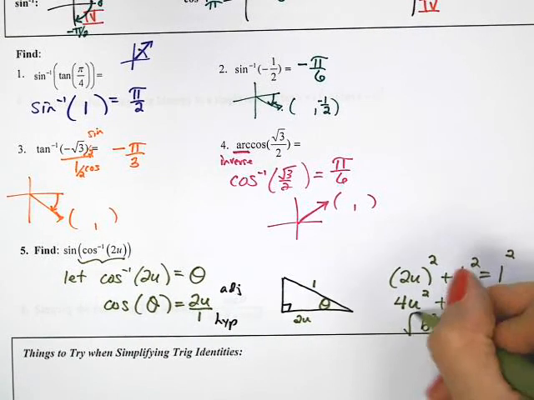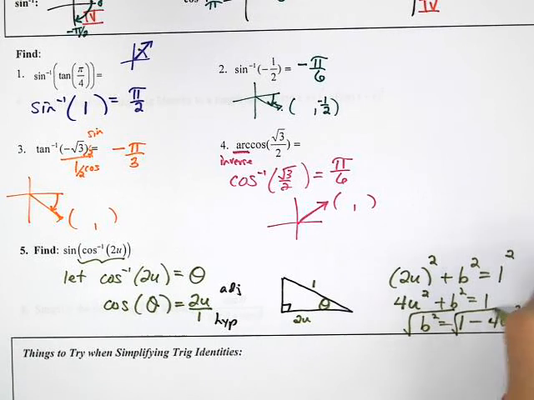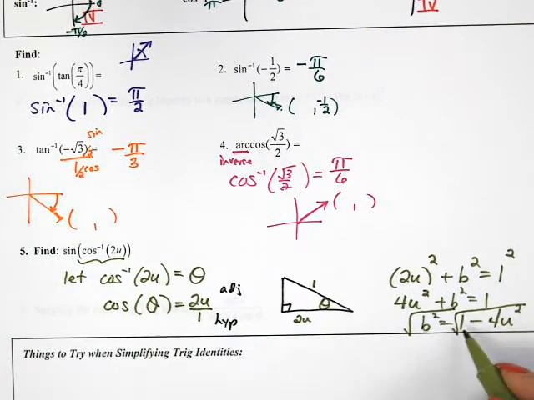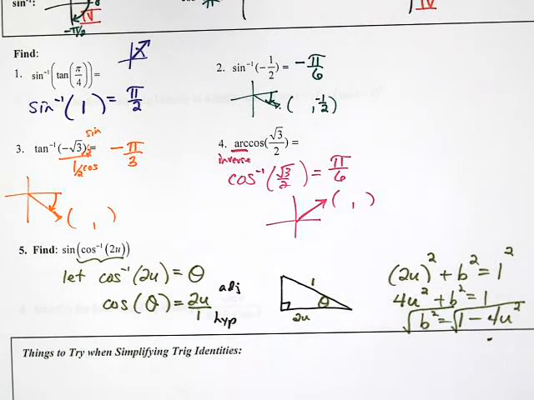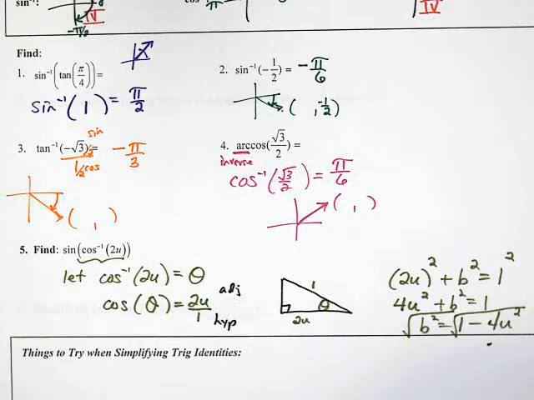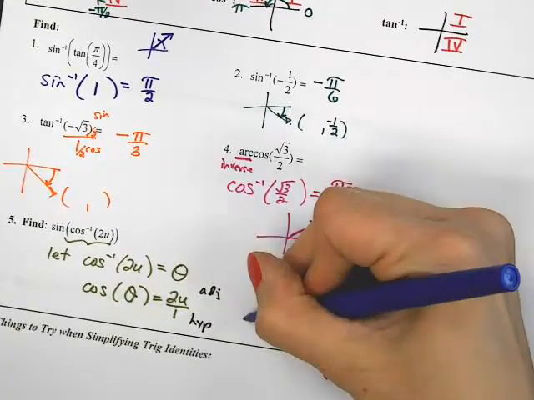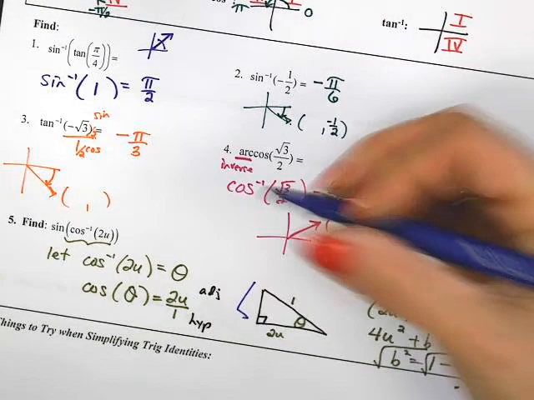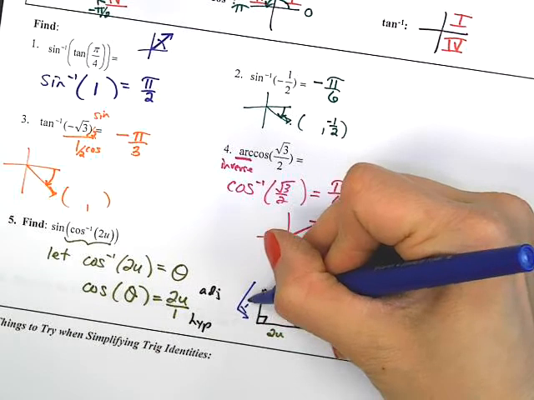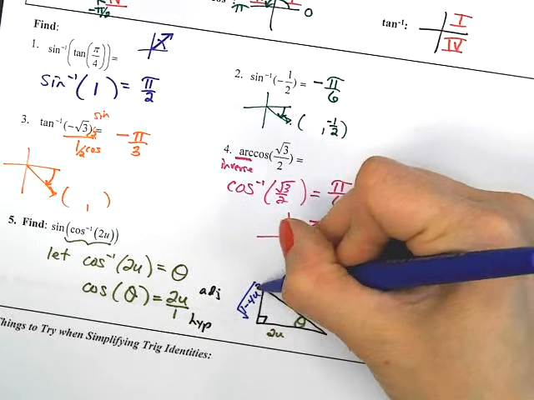And we're going to square root both sides. And what do we get when we square root these two things? And the answer is nothing. You just leave it as a quantity. You cannot take individual radicals. So I'm going to put my side length here as square root of 1 minus 4u squared.